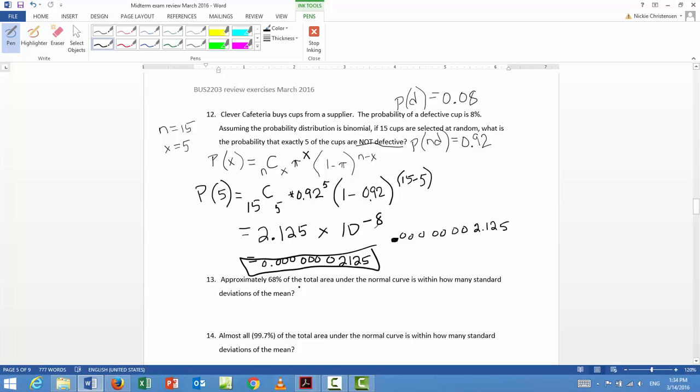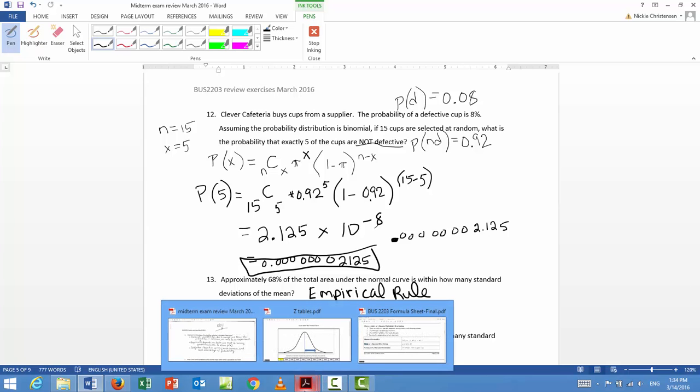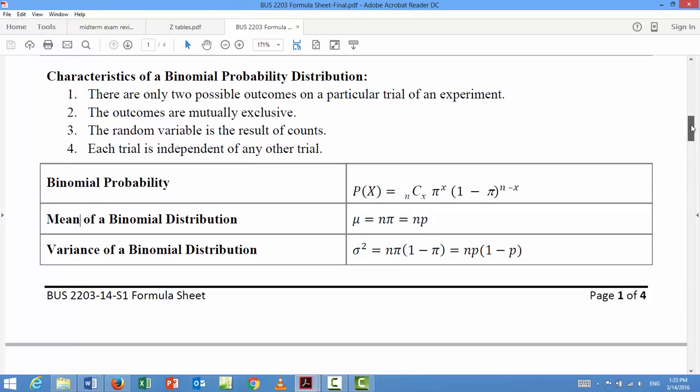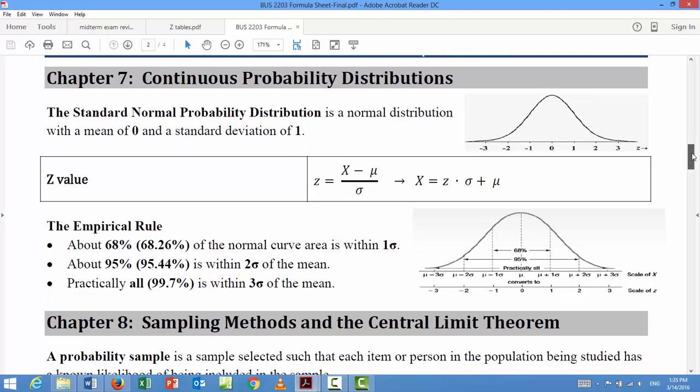Approximately 68% of the total area under the normal curve is within how many standard deviations of the mean? Now, this question is checking to make sure you know what is called the empirical rule. And I was very pleased that one student in yesterday's class right away said, oh, it's on the formula sheet, because it is. At the top of page 2, here we have the empirical rule.